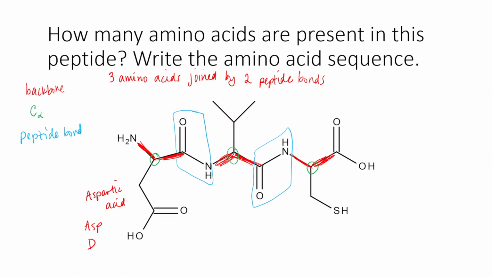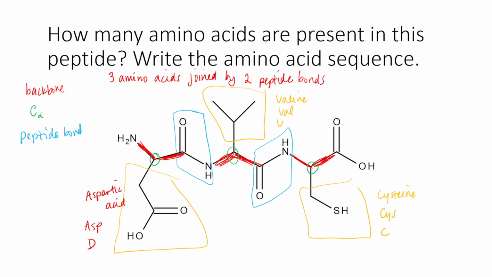And that's, make that another color. Here's our aspartic acid side chain. Our next side chain is valine, or Val, V. And our last side chain is cysteine, or Cys, or C. So if you wanted to write out this whole sequence, you would write it as DVC, or Asp, Val, Cys, however you like it.